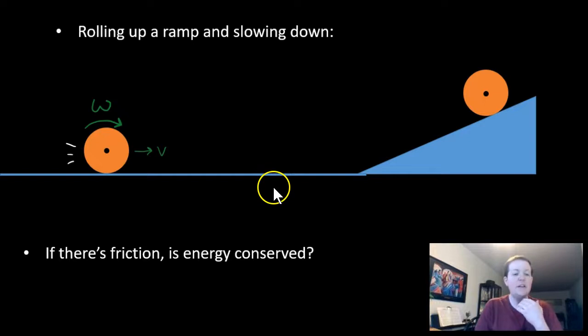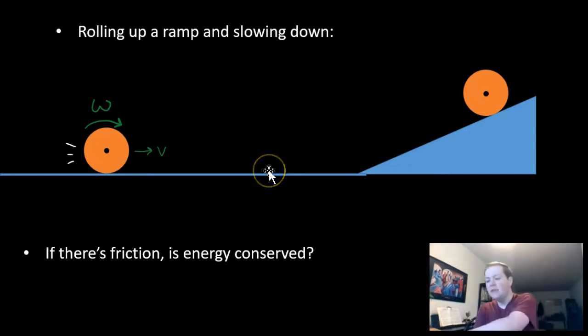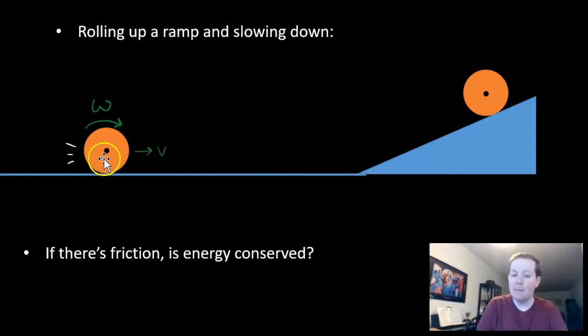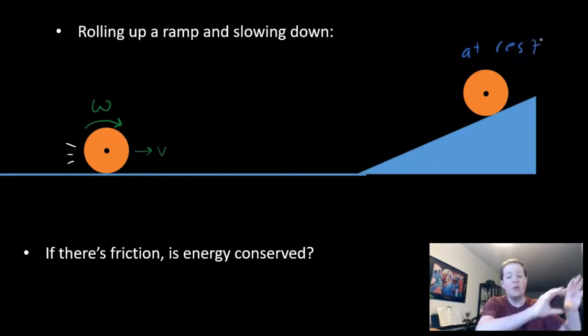Well, now let's think of another scenario. Okay, now let's think of it like this. Now I have that ball. It's almost like a continuation. Now the ball's rolling across the surface, and now it's going to roll to the top of another incline. So it's rolling here, and then when it gets to the top, it's at rest. So it's no longer translating like this. It's no longer rotating.